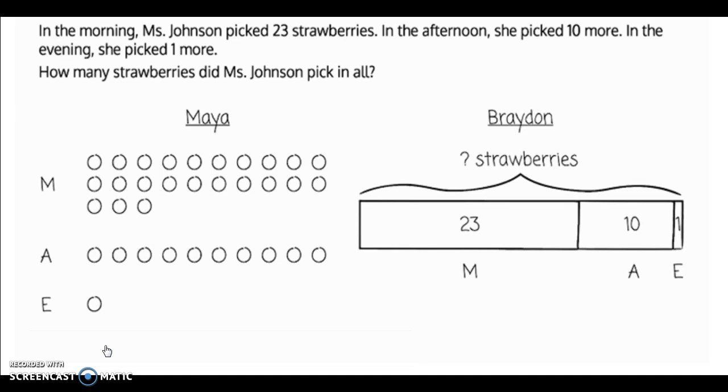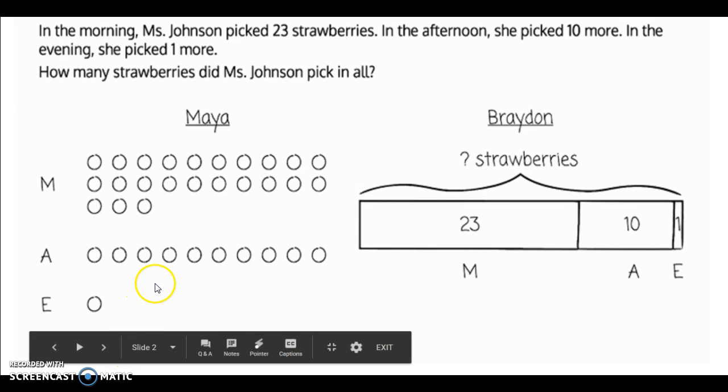In the morning, Miss Johnson picked 23 strawberries. In the afternoon, she picked 10 more. In the evening, she picked 1 more. How many strawberries did Miss Johnson pick in all?